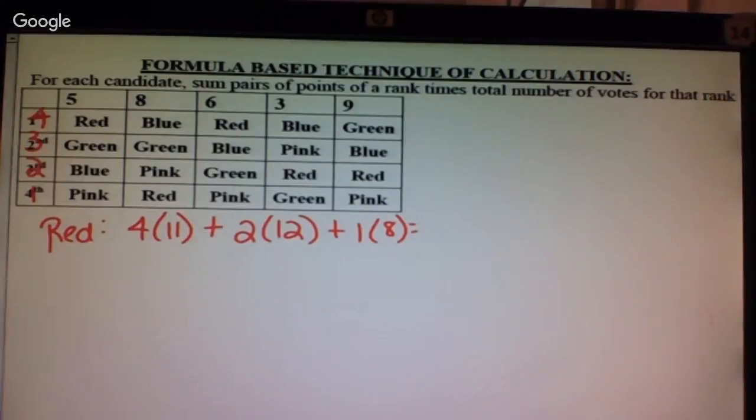You know they're going to rely on me. 76. Oh, got you. Anybody write 76? Okay, and you do the same thing for each one.